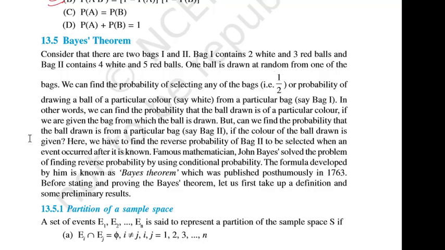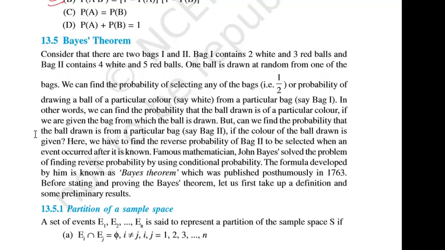But can we find the probability that the ball drawn is from a particular bag, say bag 2, if the color of the ball drawn is given? Here we have to find the reverse probability of bag 2 being selected, when an event has occurred. The famous mathematician Thomas Bayes solved the problem of finding the reverse of probability by using conditional probability. The formula developed by him is known as Bayes' theorem, which was published posthumously in 1763. Before starting and proving Bayes' theorem, let us first take up a definition and some preliminary results.